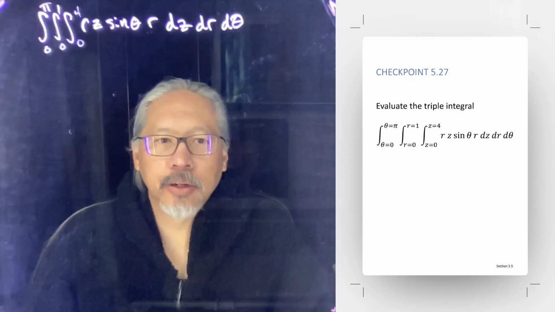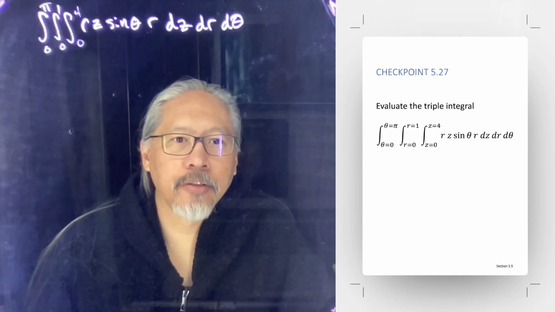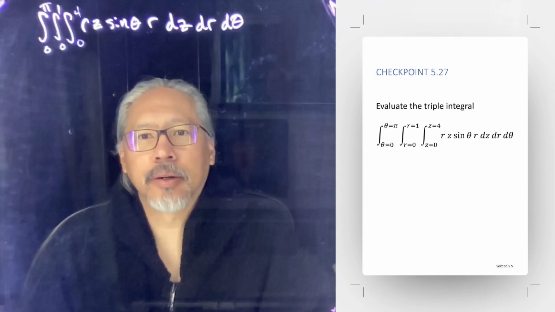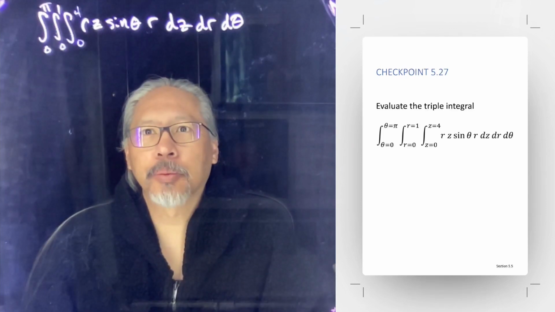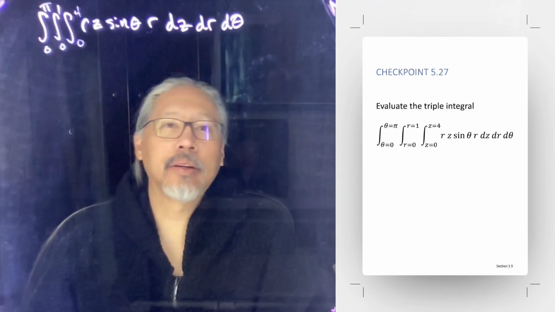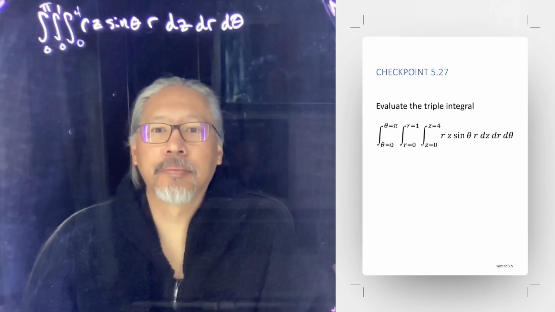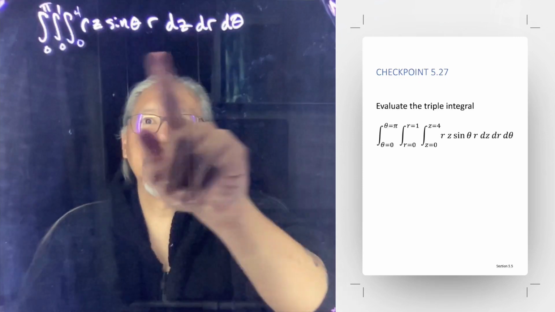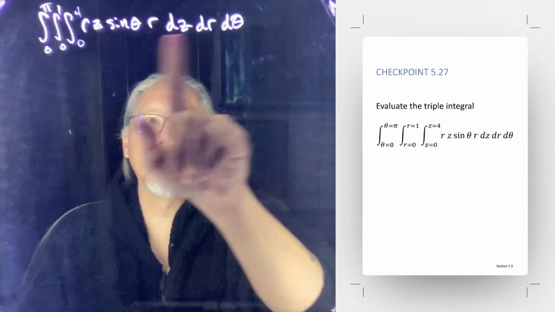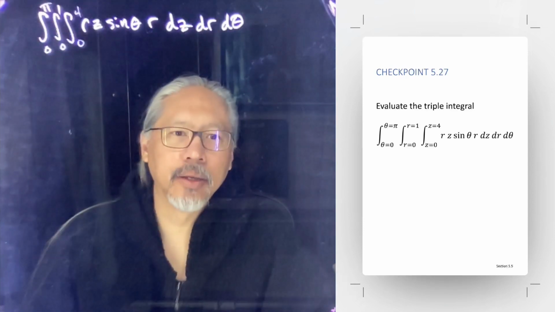Hello, in this video we're going to be doing checkpoint 5.27. They want us to evaluate this integral. It's a triple integral of r z sine theta, r dz dr d theta, where z goes from 0 to 4, r goes from 0 to 1, and theta goes from 0 to pi.